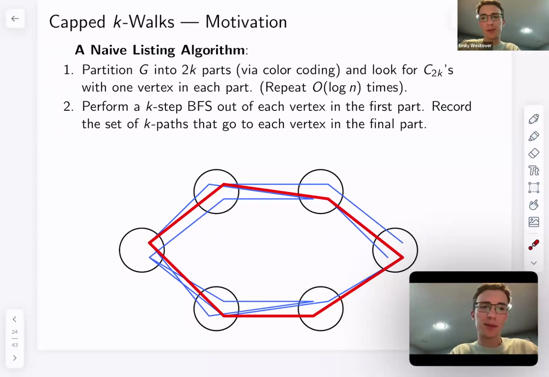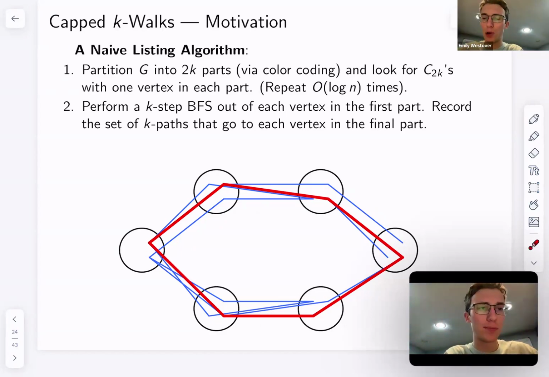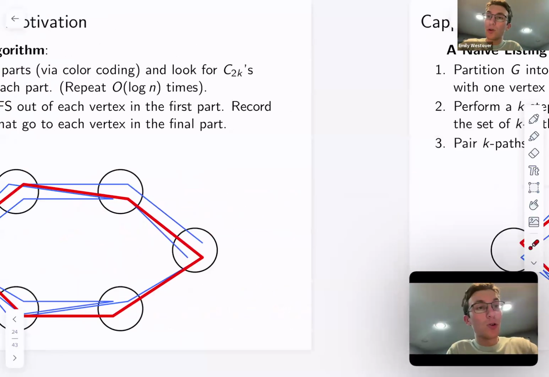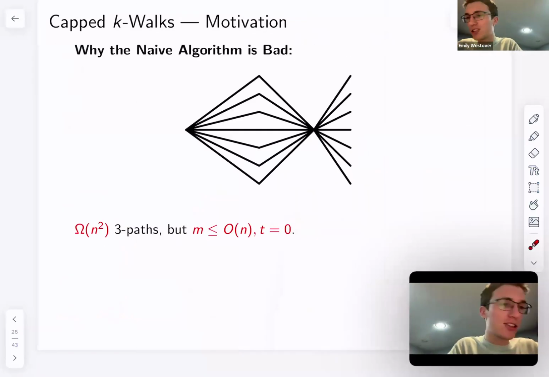And then once you've split them up like this, maybe what you could do is, for every vertex in one of these parts, do a little 3-step BFS or something, and for every pair of vertices, keep track of paths between them, and then combine paths to get 6 cycles. So that's something that you could do, and sure it works, but how fast is it is the question. And it turns out it's not quite as fast as we'd like.